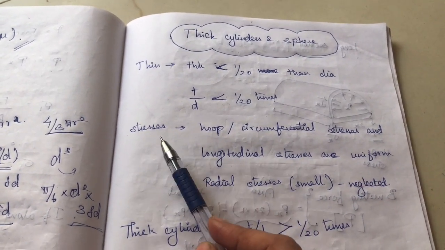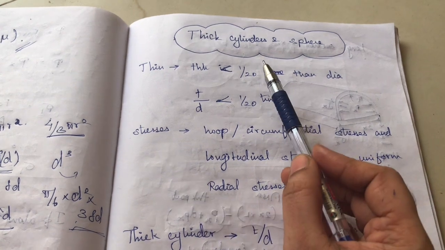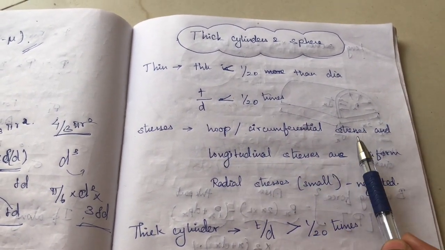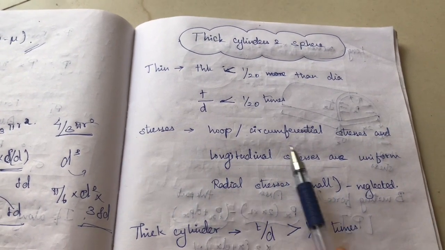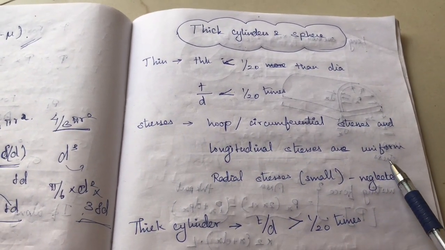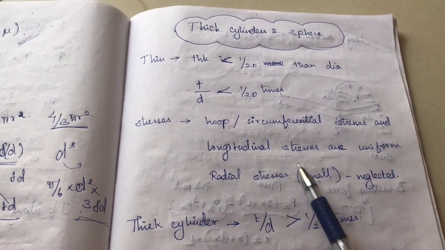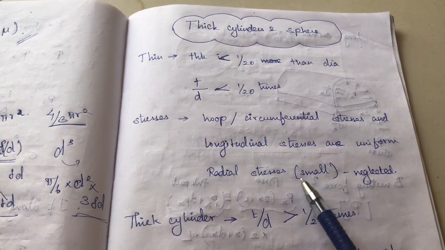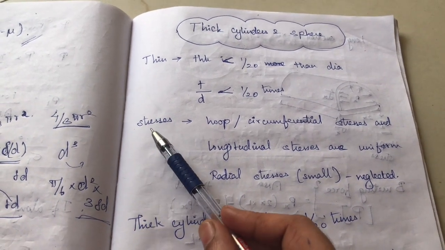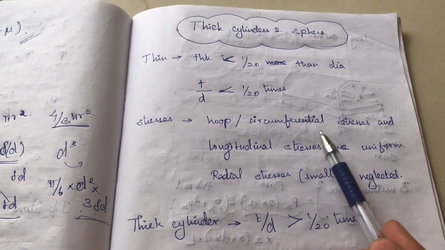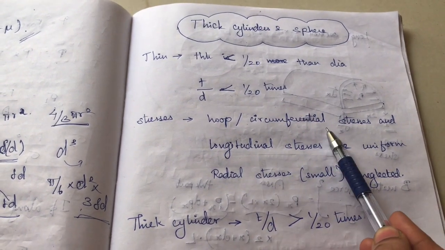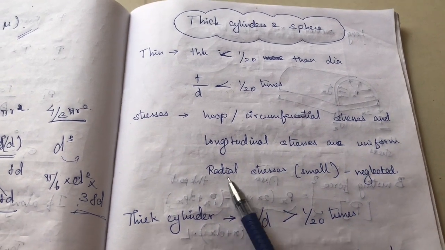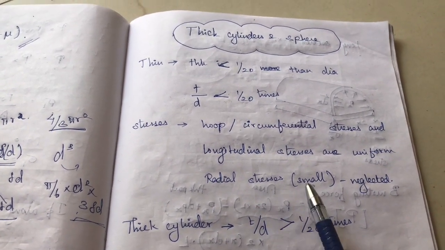And we have seen that the stresses acting in the thin cylinder, hoop or circumferential stresses and longitudinal stresses, are uniform, and the radial stresses are neglected because of their small quantity. Okay, so we saw the stresses in thin cylinders: hoop or circumferential stress and longitudinal stress were all uniform. Radial stress we neglected because it is small.